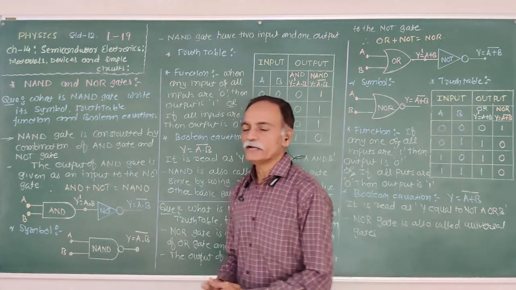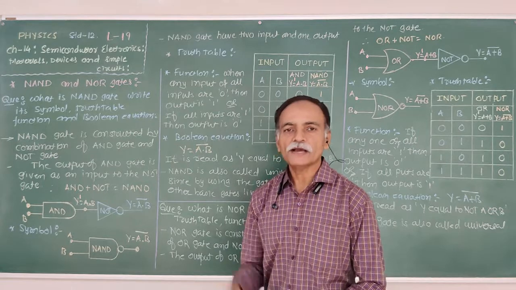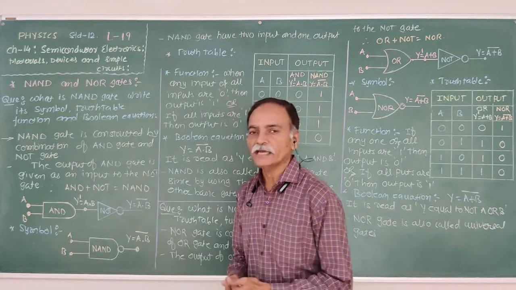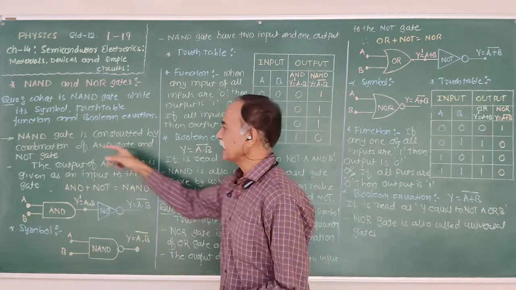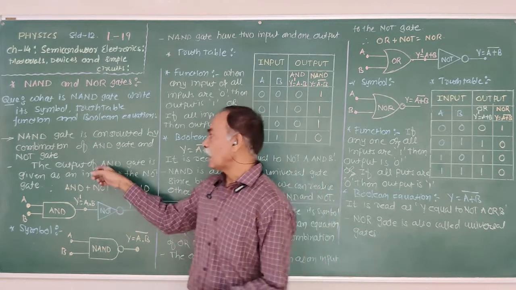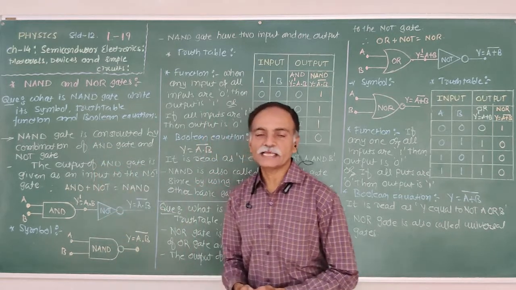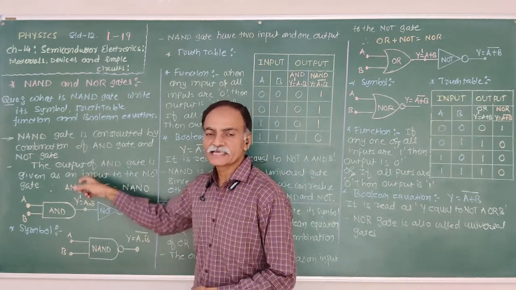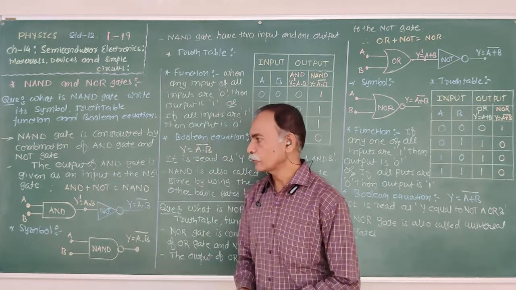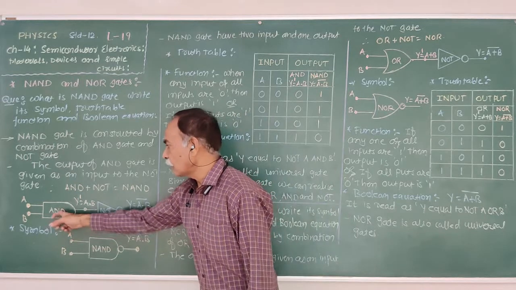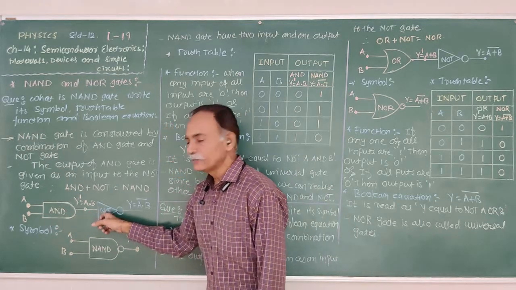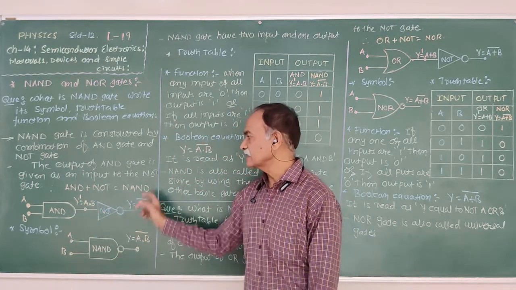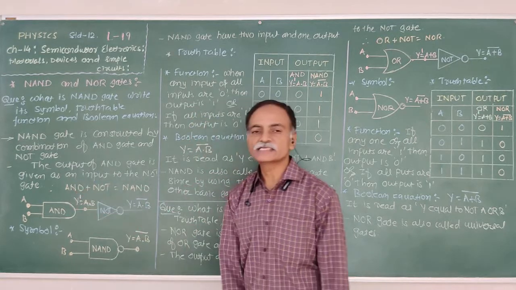The NAND gate is prepared or constructed by the combination of the AND and NOT gates. The output of the AND gate is given as an input to the NOT gate. In this way, the output of the AND gate is supplied as the input of the NOT gate. So this combination of both gates, AND and NOT, gives the NAND gate. That means AND plus NOT is equal to the NAND gate.